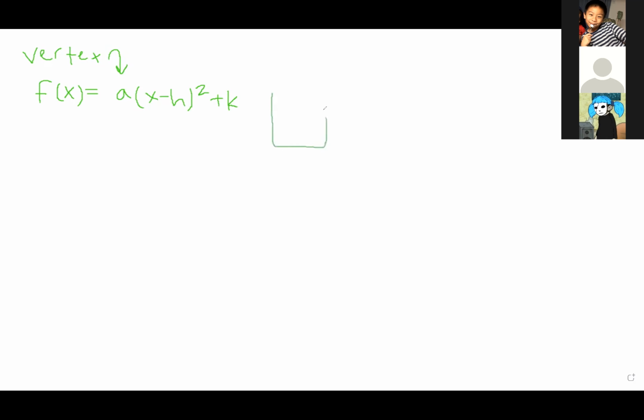Okay, so for the vertex formula, we're going to simplify, I don't know, we're going to solve it. Just like this part right here.